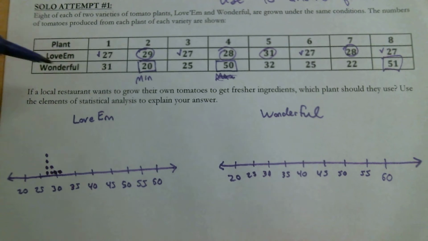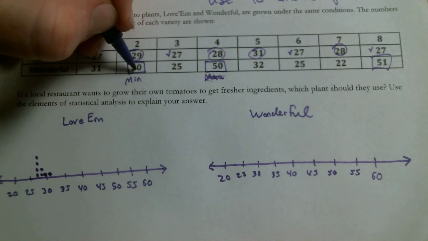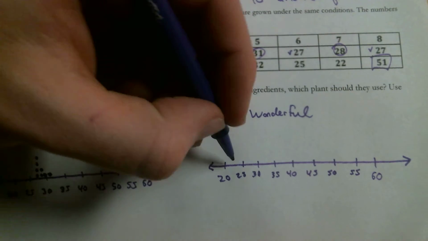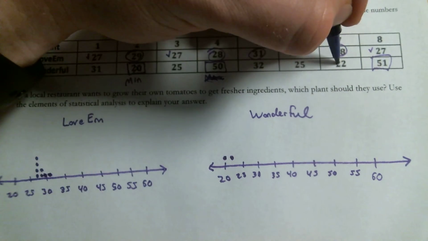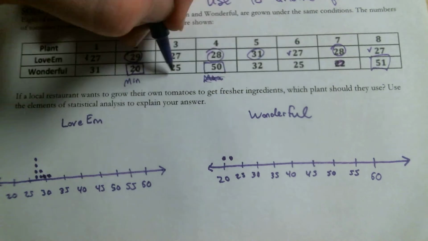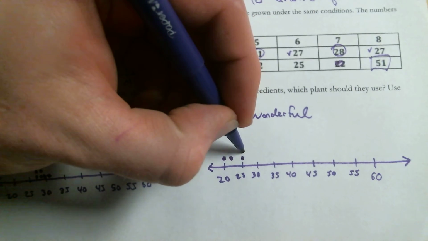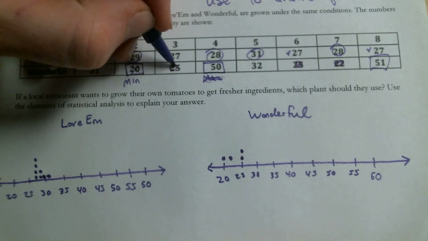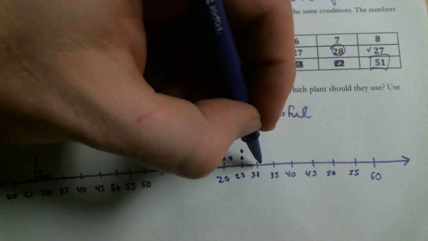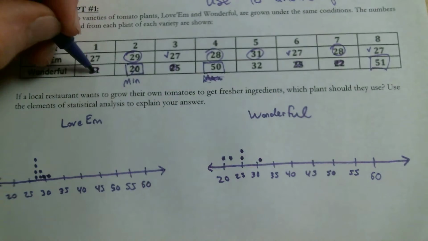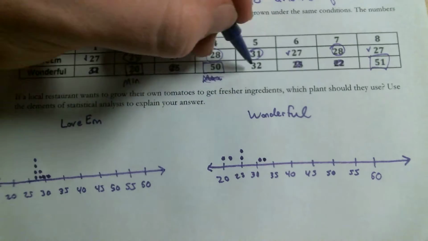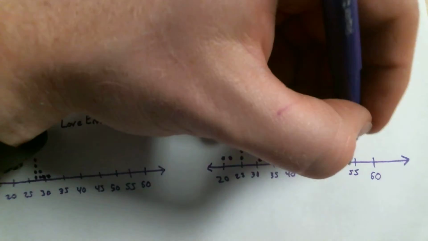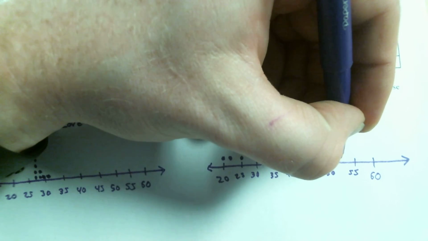Let's move on to the wonderful data. We have a 20, just one of them. We have a 22 that's right next to it. We have a 25, so I could put 2 of those right there. We have a 31, a 32, and then we have a 50 and a 51.